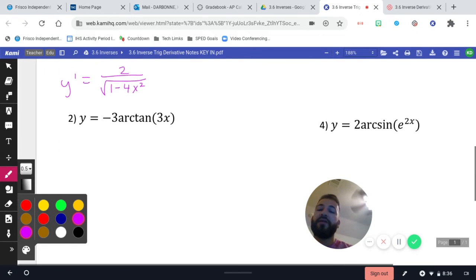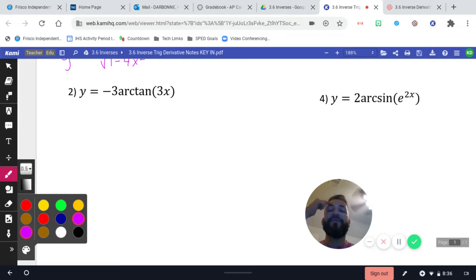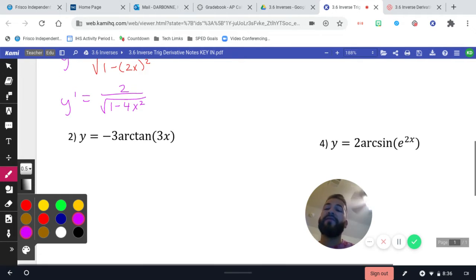Okay, let's look at another example. Number 2, we have y is equal to -3 arctan of 3x. Okay, so the important thing to note in this one, we have a constant being multiplied. So we need to make sure we multiply our entire derivative by -3 at the end, because that -3 is going to be left alone, but we still need to have it in our final answer.